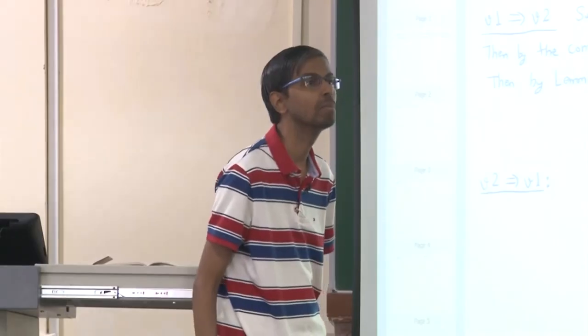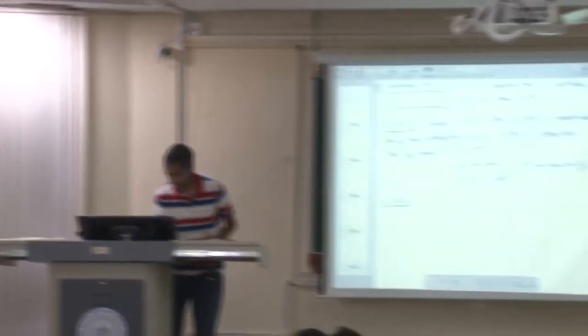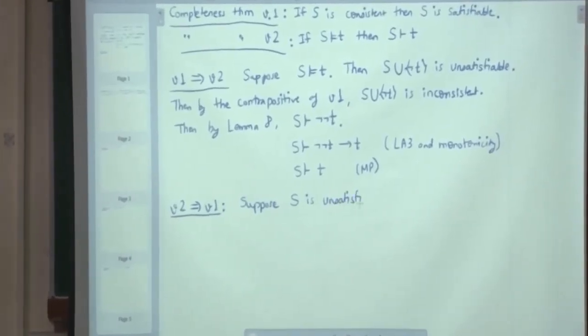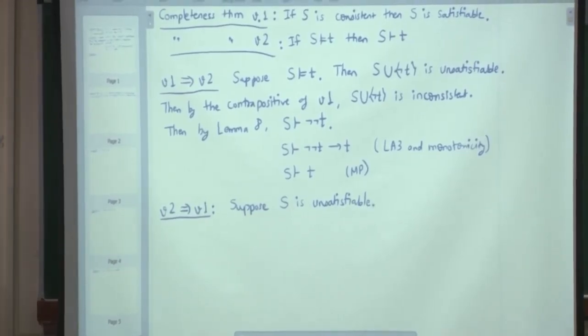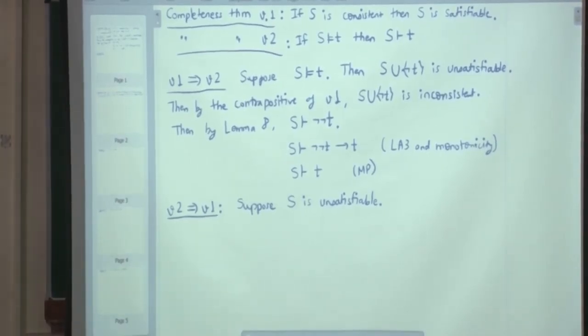Suppose S is unsatisfiable, then what will happen? For any evaluation. Very good, because it's always true. What is the definition of S models T, or T is a logical consequence of S? Whenever there is a valuation which makes capital S true, then it should make T true. But there is nothing which makes capital S true. So clearly, by definition, T is a logical consequence of S for all T.